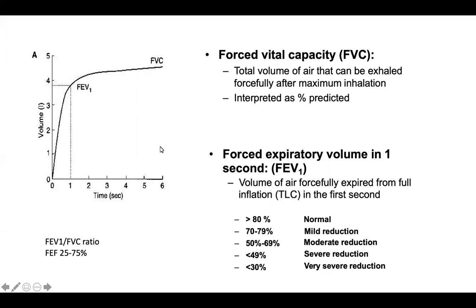So this is the time volume loop that we have, wherein the volume is plotted against the time. The initial first second is the FEV1, and then comes the FVC. If we draw a tangential line over this curve, we will get the points where it meets, that is the 25th percent and the 75th percent. And this will give you the forced expiratory flow of 25% to 75%.